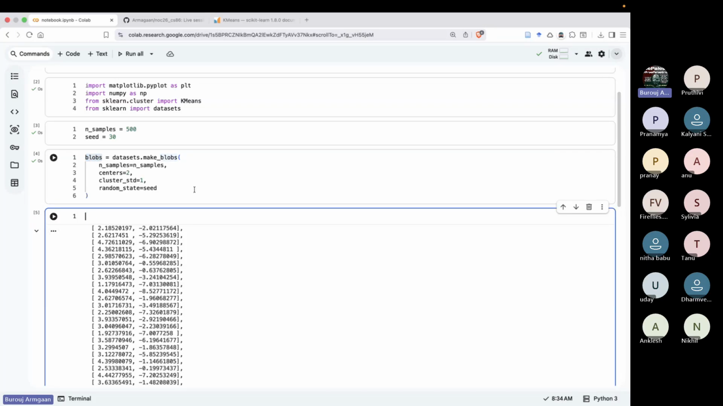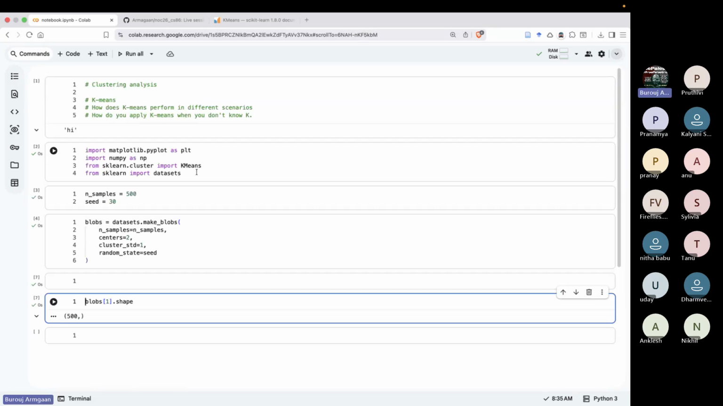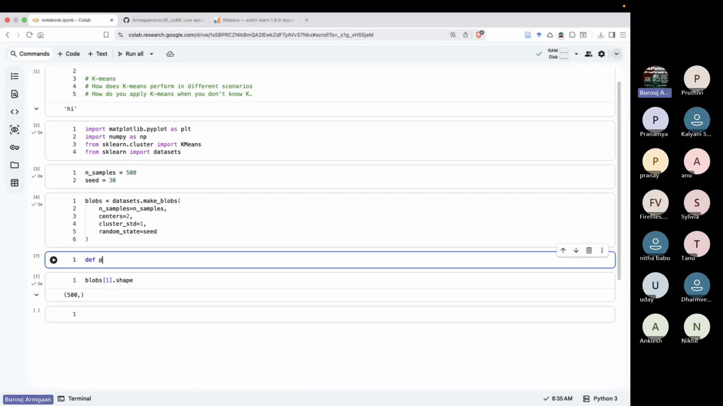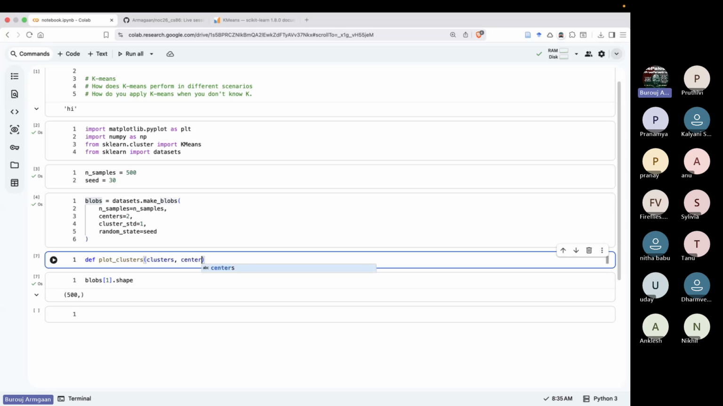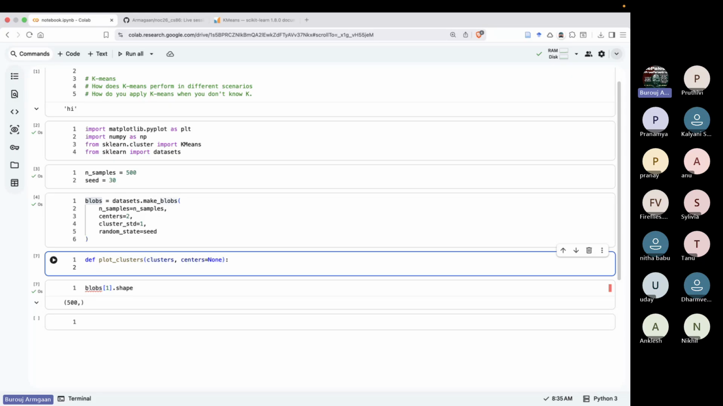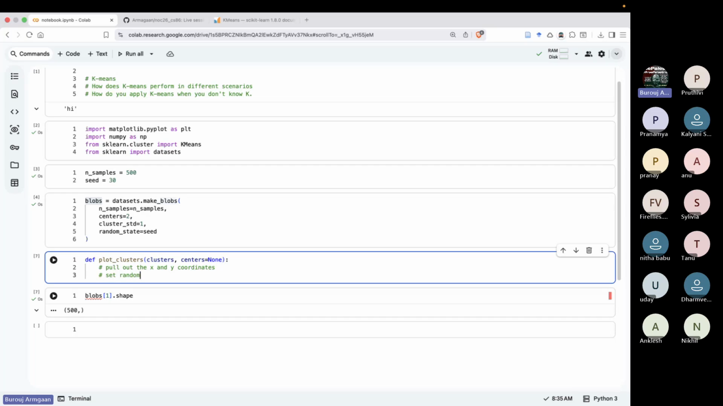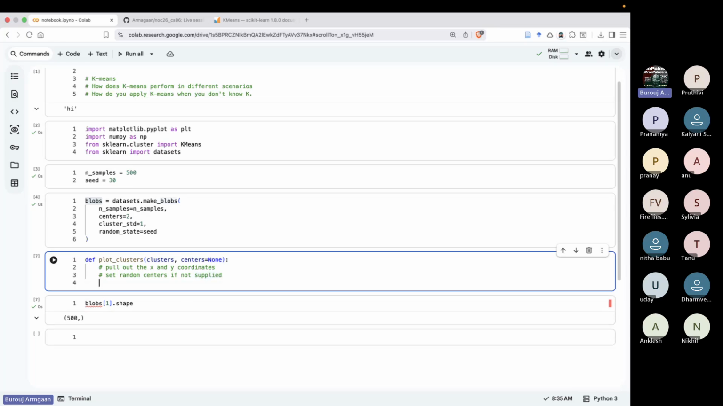Okay, so let's say we define a function. We say define plot clusters. It takes in this type of data set, clusters, and in case centers are unavailable, we'll define it ourselves. So what we can do first is separate out the x coordinate and the y coordinate. So pull out the x and y coordinates, set random centers if not supplied. If we don't have centers, then we can do this.